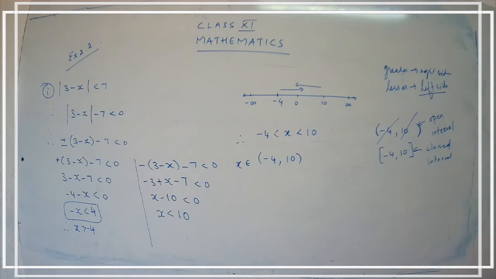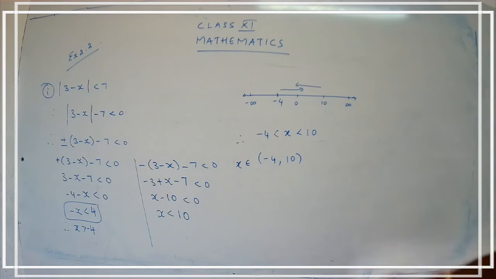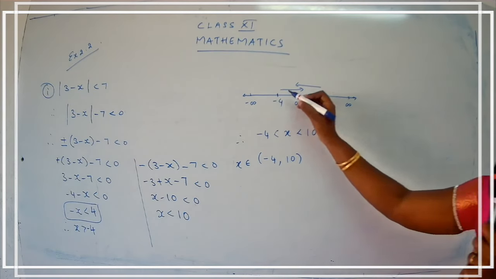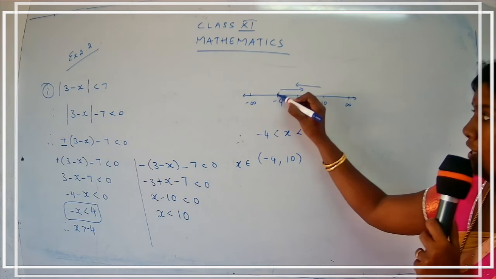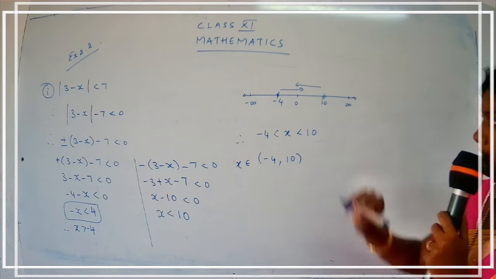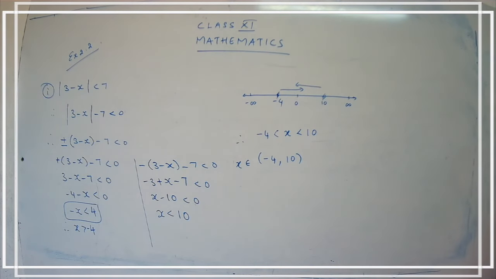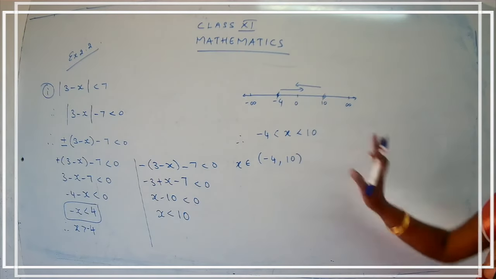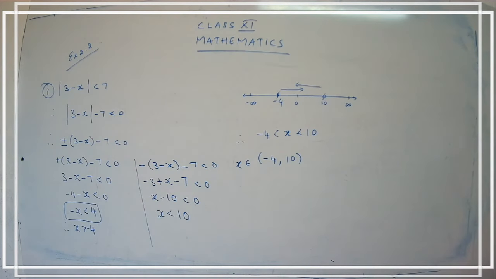Okay, let's continue with the next sum. Take down the answers. So you have to draw the figure, the number line, just for your reference. This part is not included. We are not including minus 4 and we are not including 10. We are not taking that value. So the area is lying between minus 4 and 10. So x belonging to minus 4 comma 10.